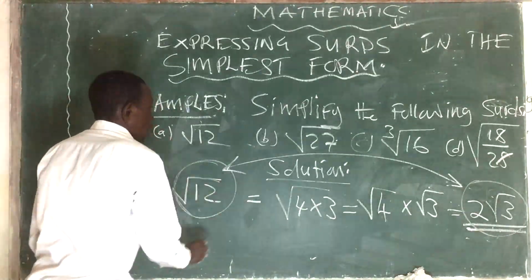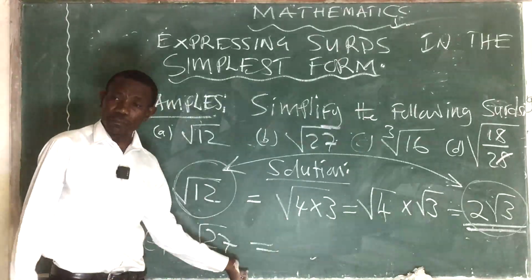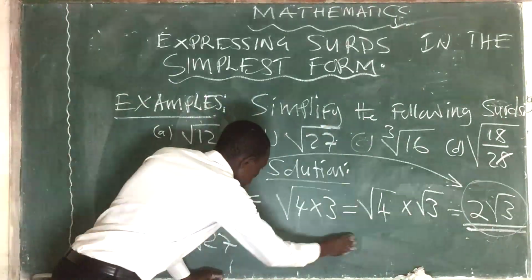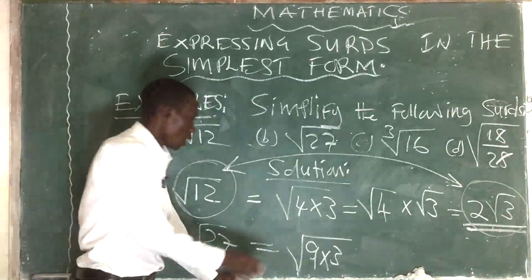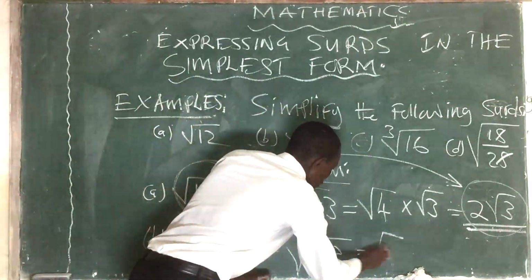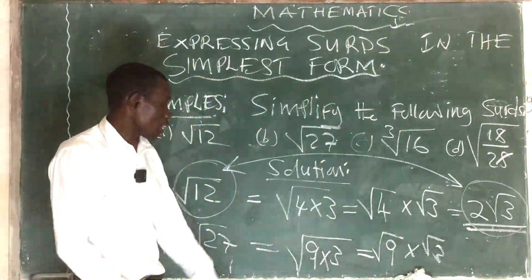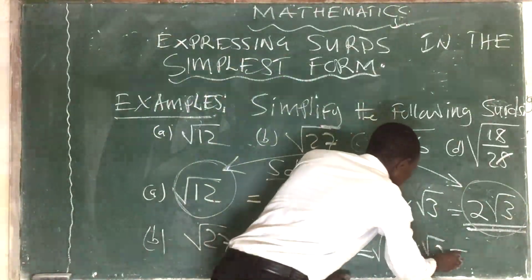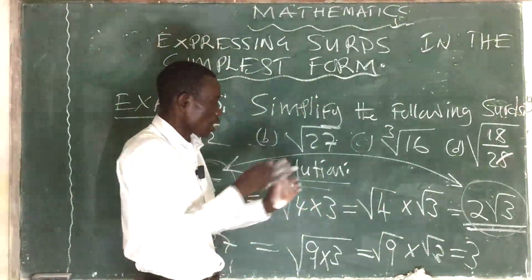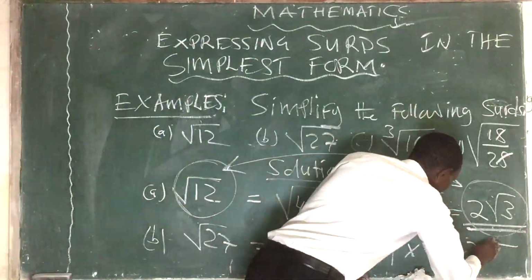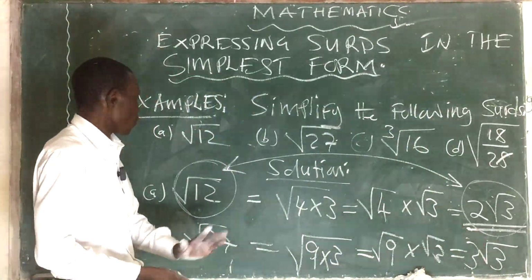For B, you're going for root of 27. For root of 27, you get 9 times 3. And this is the same as writing square root of 9 multiplied by square root of 3. You can have the square root of 9, which is 3. Square root of 3, you can't simplify it. So you just have to multiply that 3 by root 3, which comes out like this. Right, so also try to follow these steps.